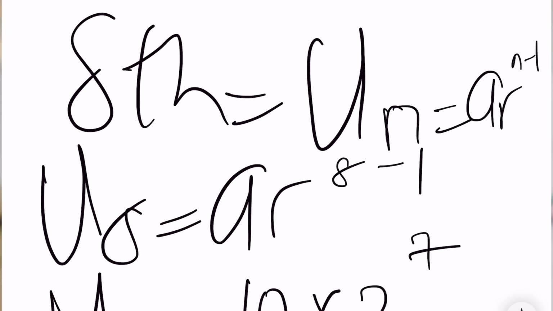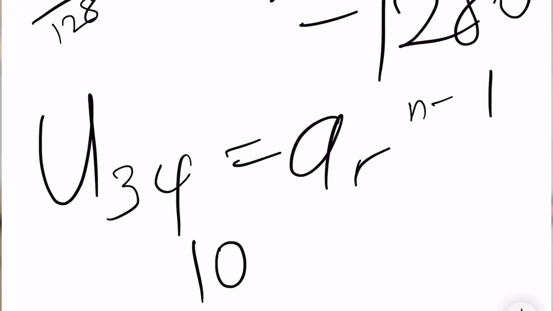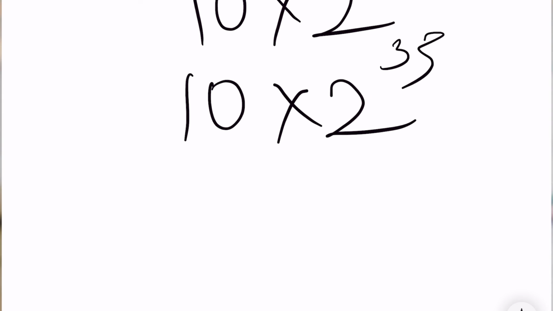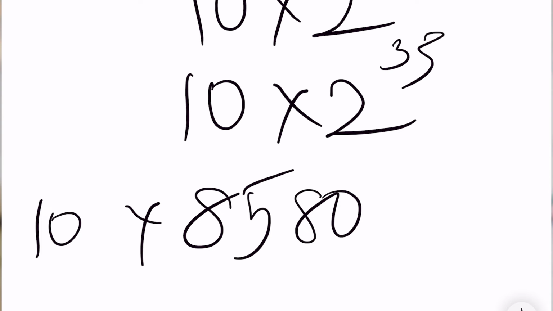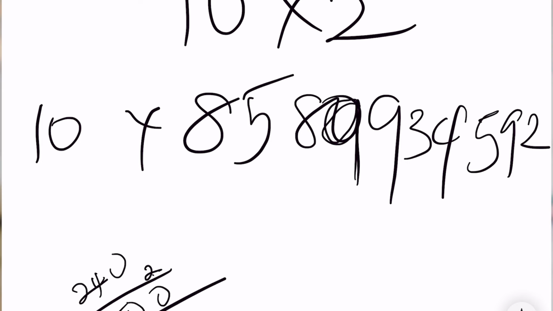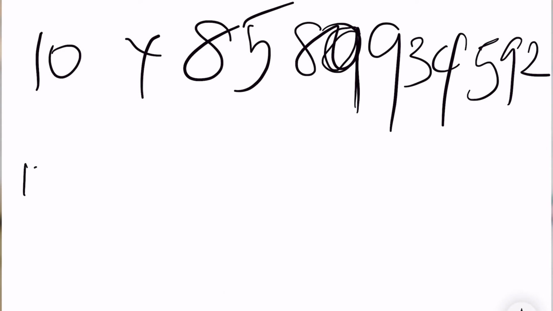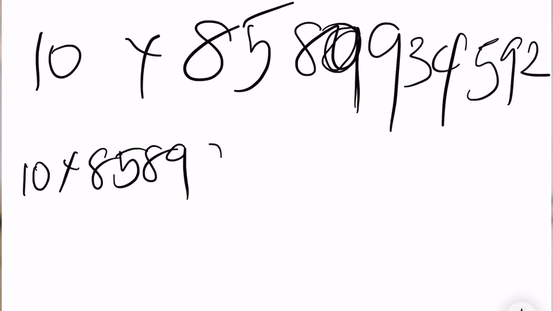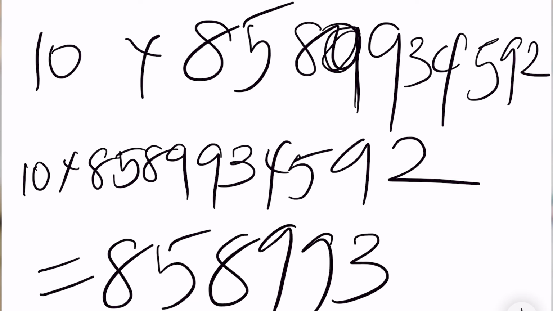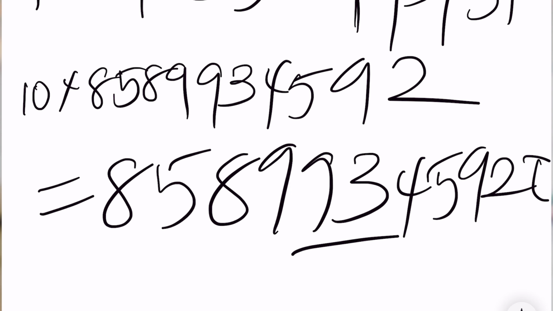Now, for the 34th term, we have U34 to be AR^(n-1). We have our A to be 10 and our R to be 2. So we have 10 times 2 raised to power (34 minus 1), which is 10 times 2 raised to power 33. 2 raised to power 33 is 8,589,934,592. Multiplying by 10, we have 85,899,345,920. This is our 34th term.